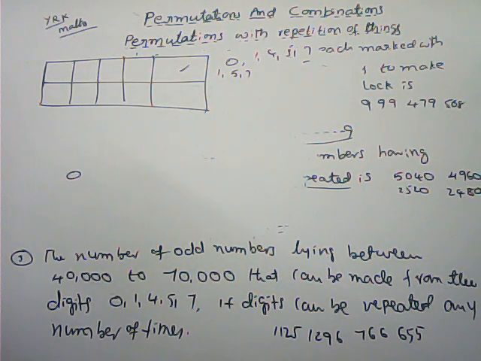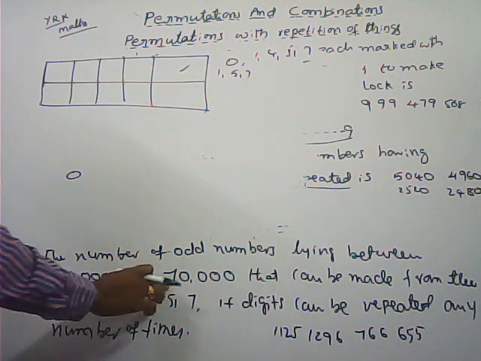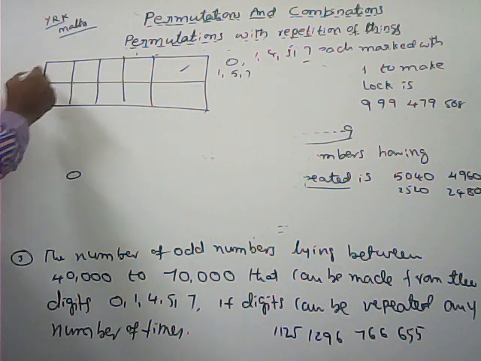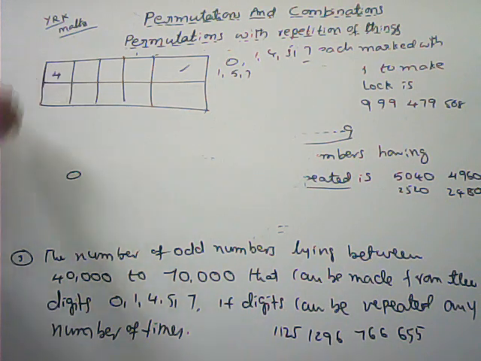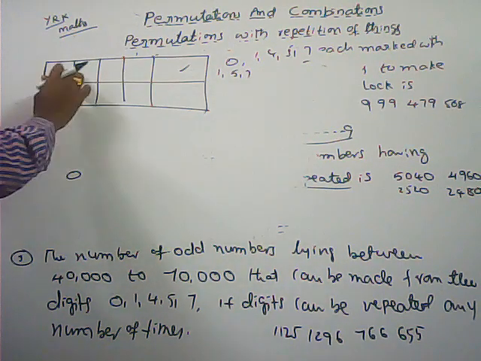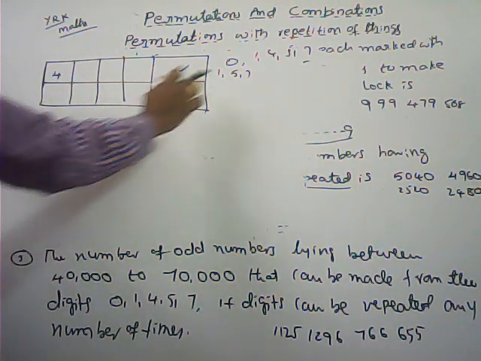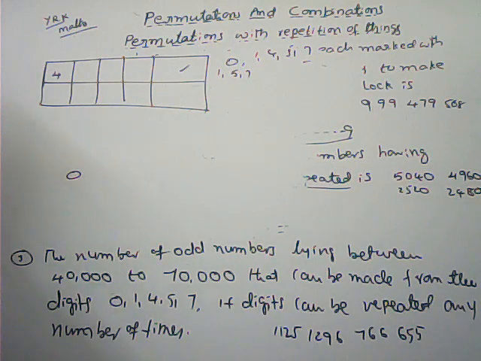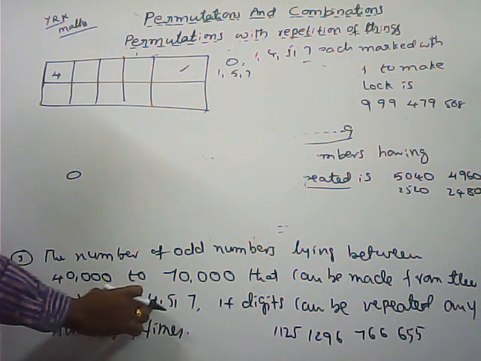Here each digit is repeated any number of times. So here we want all the 5-digit numbers between 40,000 to 70,000. If I keep 4, and odd numbers we want. So this one can be filled with any number of, see here, 1, 2, 3, 4, 5. Total 5 digits are given.